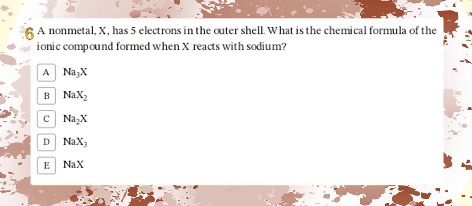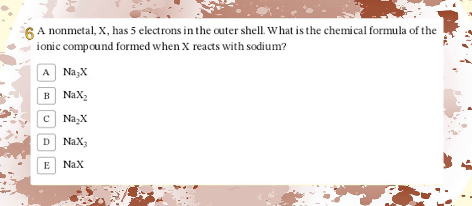Question number 6 says that non-metal X has 5 electrons in the outer shell. What is the chemical formula of the ionic compound formed when X reacts with sodium? Okay, X is a non-metal and sodium here is a metal. Sodium is monovalent and the element X here is what? Trivalent. It has 5, so we need 3 electrons to complete its outermost energy level and reach 8 electrons and be stable.